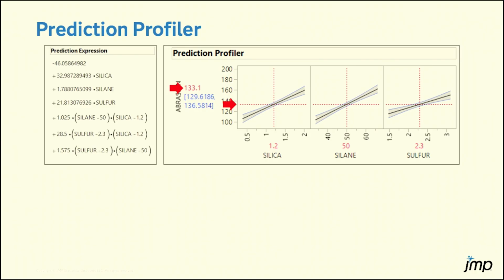What those crosshairs are telling you is the X. So at this spot, silica is 1.2. At this spot, that corresponds to silane of 50. And at this spot, it corresponds to sulfur of 2.3. When you've got that factor setting, then this is what your predicted abrasion is. So it's showing you visually one factor times the response at a time, but they're all connected to each other. So our prediction for abrasion is 133.1.